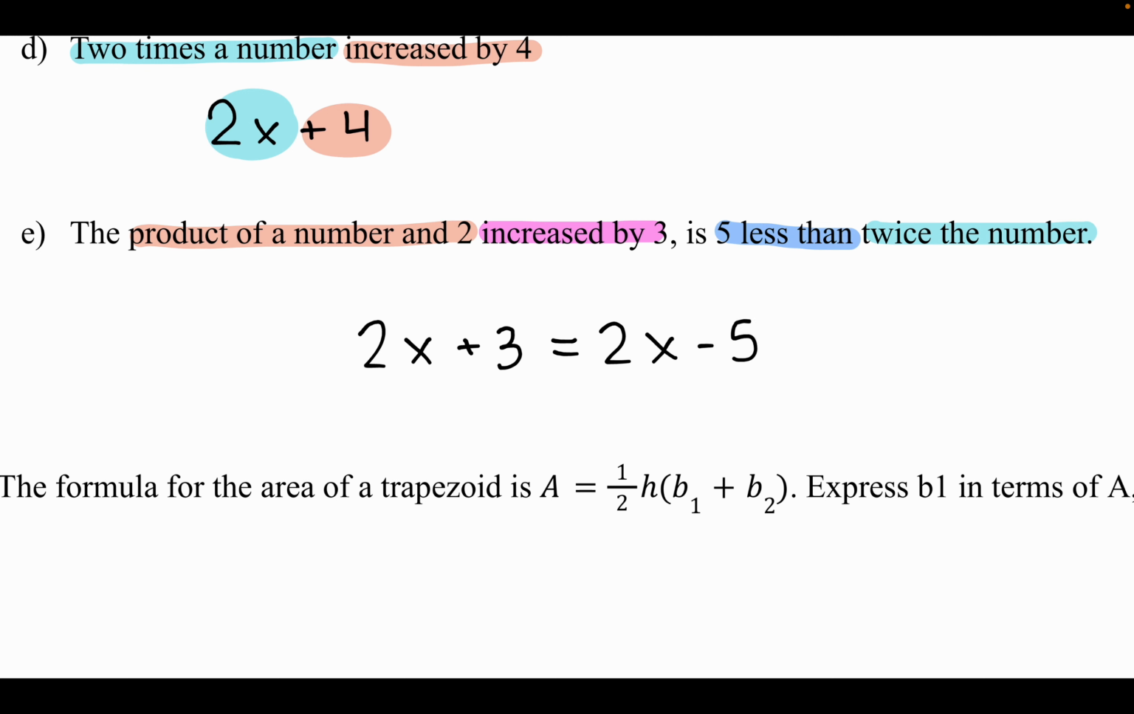And let's highlight which part is which. So here is your twice the number with your 5 less than. Here's your product of the number and 2 increased by 3. And that would be your final answer.